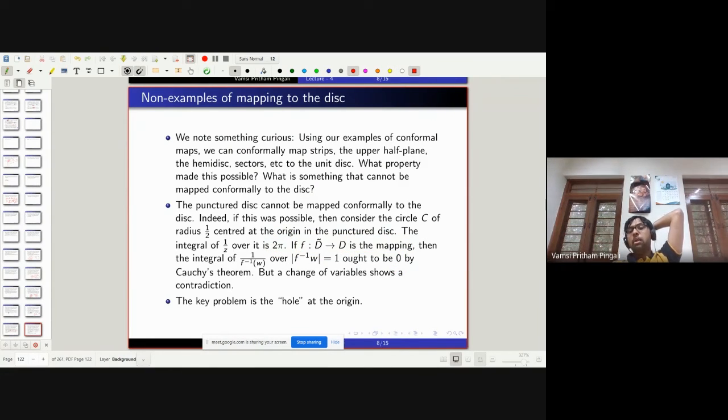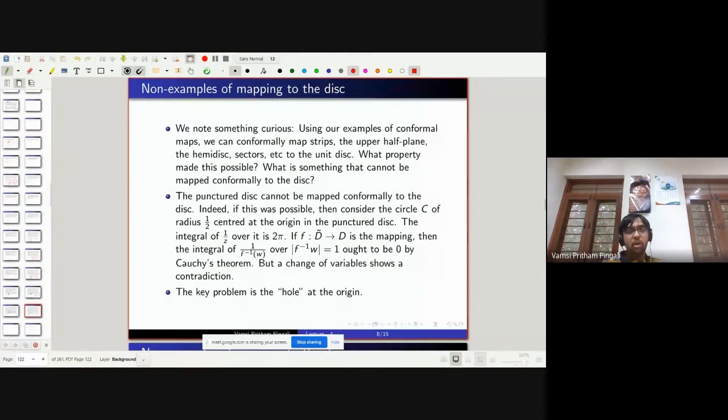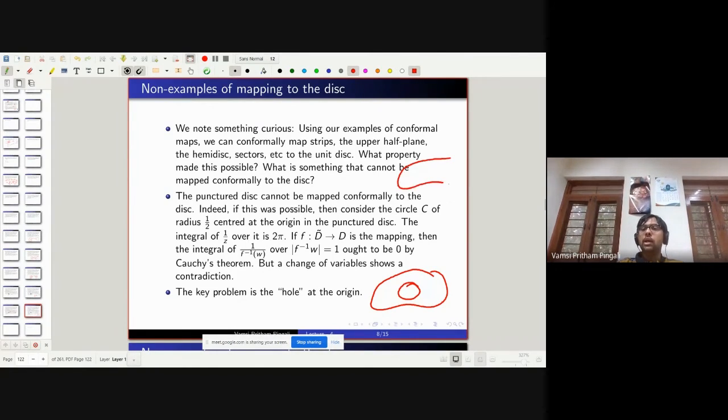So the problem here is that the punctured disk has a hole at the origin. In other words, if you have a hole at the origin, you can't do this. Okay? So that is what is going wrong. In other words, hopefully, domains that don't have holes, what are other domains that have holes? Things like this. Domains that don't have holes, hopefully we should be able to map them to the unit disk.